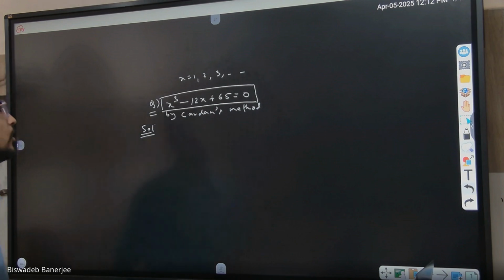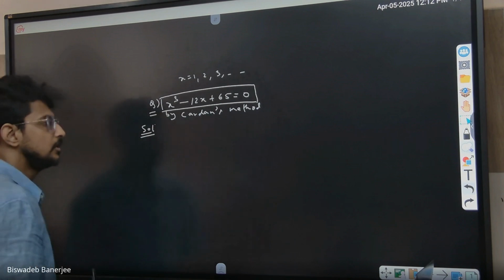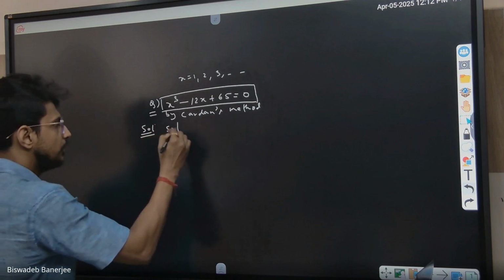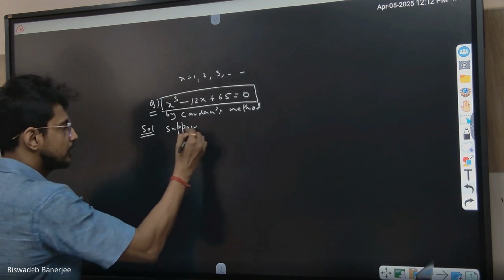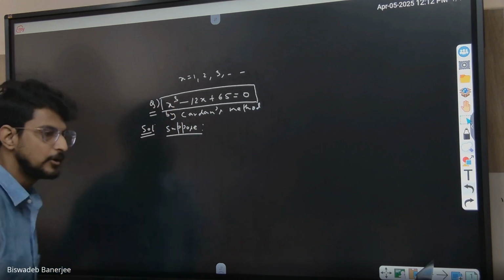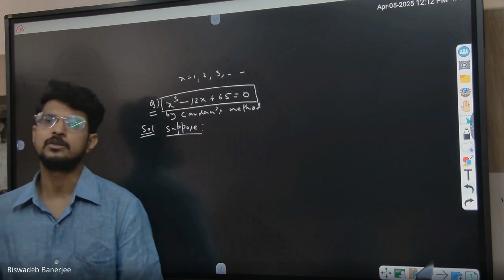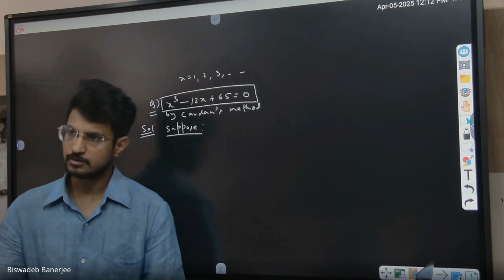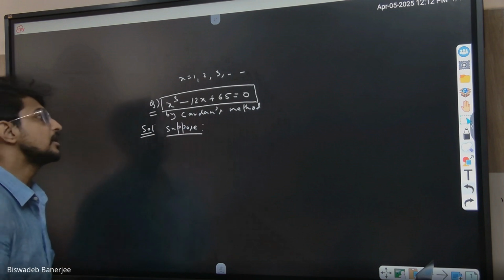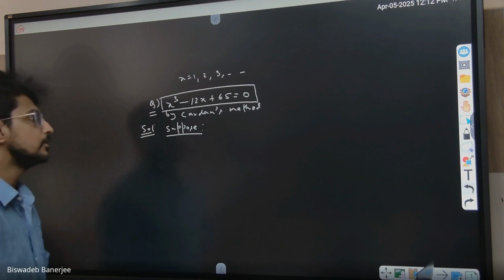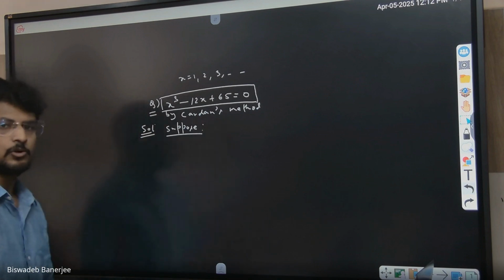So how to use Cardan's method? In Cardan's method, at first we suppose, what is our target? Our target is to find the values of x. Solve means we have to find out the values of x. So basically our target is to find the value of x. So how to find the value of x?